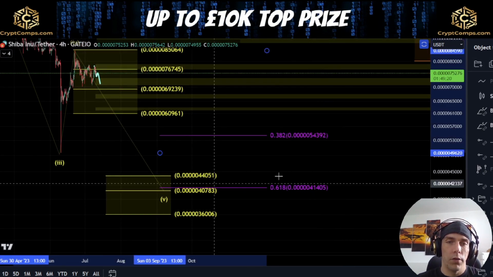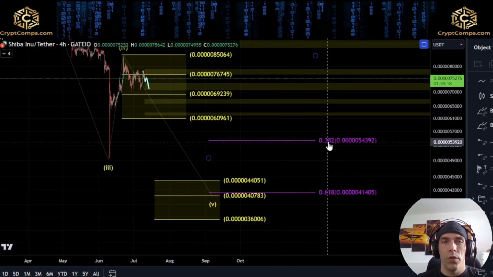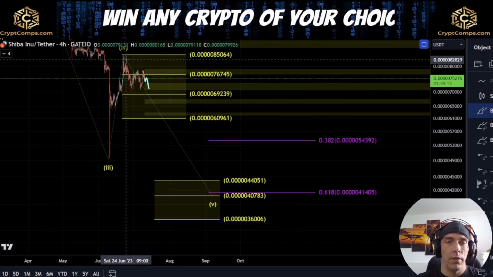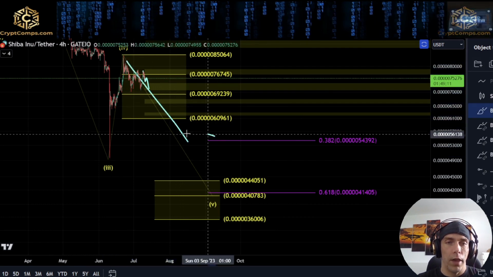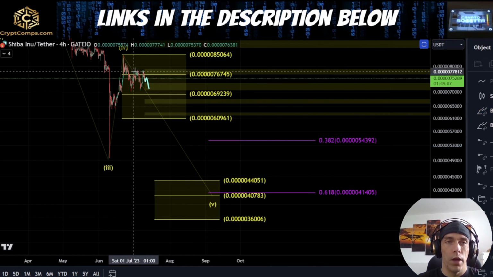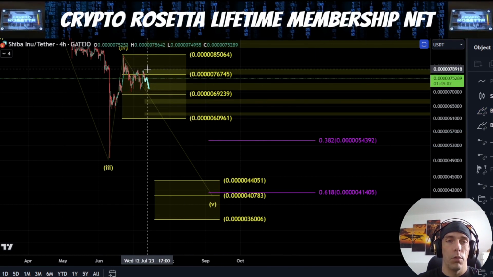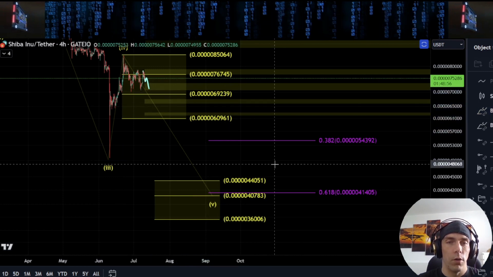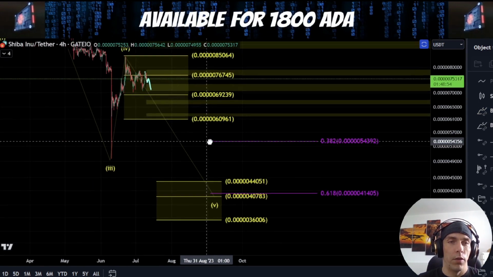Now we do also have some alternate targets here. This 0.382 would be an interesting one, because that would be saying that we could potentially have a truncation in this 5th wave. So I'm going to be keeping an eye on this level as we move down here. If we have the wrong structure here, we could look to truncate, not break this 3rd wave low, and then see continuation to the upside. So we're going to have to keep an eye on that.